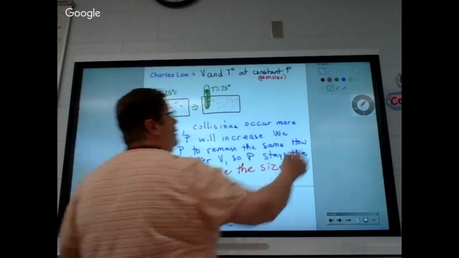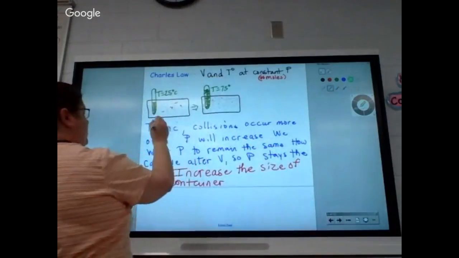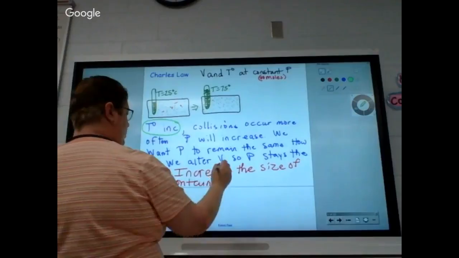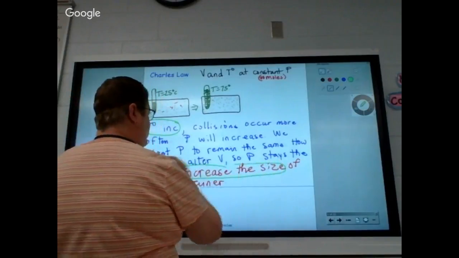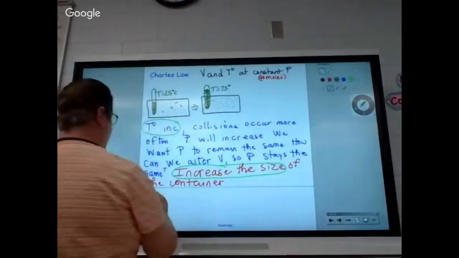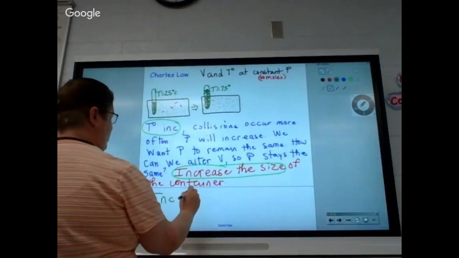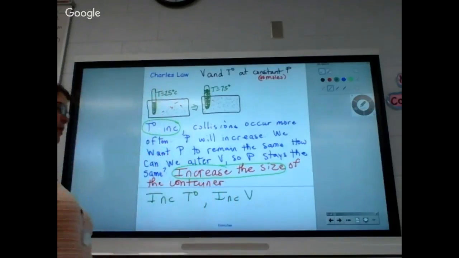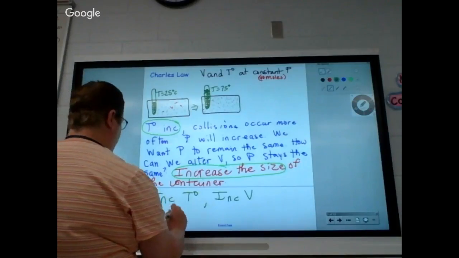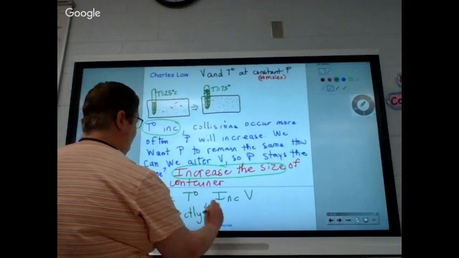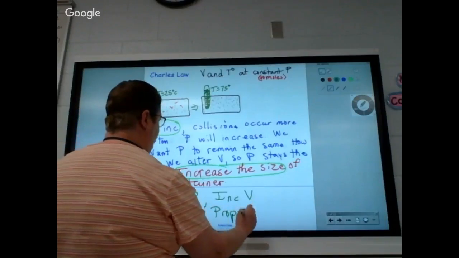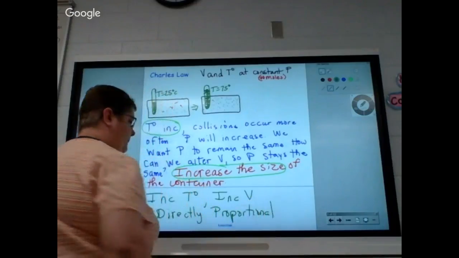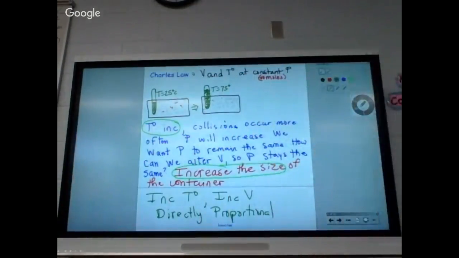Okay, so if you look, we did what to temperature? Increase it. And we did what to volume? Increase it. So we increased temperature, we increased volume. So what's the relationship this time? That's right. This time we're directly proportional. And I'll write the law and the formula on the next board.